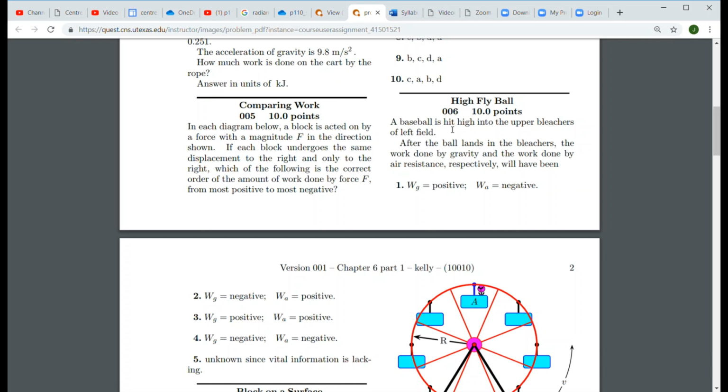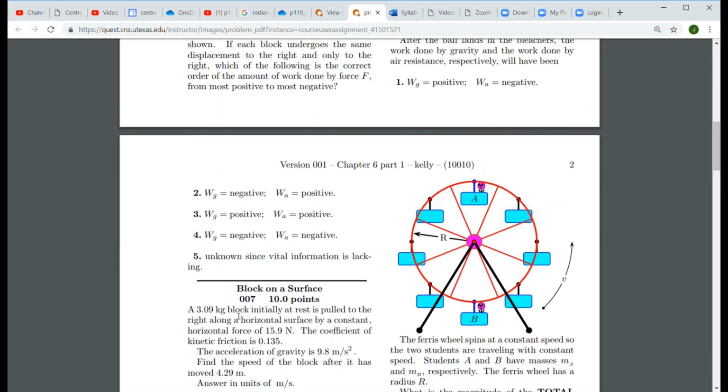But it doesn't go down as far as it goes up, so gravity does a lot of negative work on the way up and a little bit of positive work on the way down. So the gravitational work is going to be overall negative. That narrows it down to selections 2 or 4. And the air resistance force always pushes against the direction the ball is moving, so it is pointing more or less opposite the direction of the displacement the whole way out there on the way to the upper bleachers. So the air resistance force is also going to be negative. So in my accounting here, it looks like my answer 4 would be the correct answer.